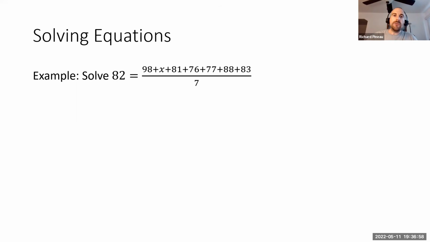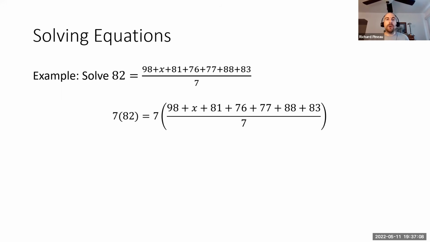This one says 82 is equal to, we have a rather complicated rational expression. There is an x in there, if you read very carefully, 98 plus x plus all these other numbers divided by 7. So we have a fraction. So what I'm going to do is multiply by the number that I see in the denominator, which is 7 in this case, to clear the fraction. Again, notice my use of parentheses.